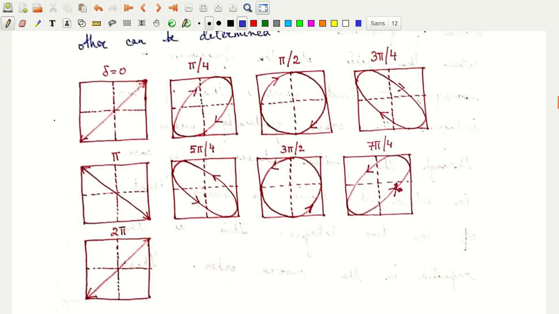Here, initially when delta equals 0, like I told, it will be a straight line. After that, when the phase difference is pi by 4, I am getting an oblique ellipse. Then at pi by 2, I am getting a representation like this, and specifically if A equals B, then it will be a circle. After that, at 3 pi by 4, again an oblique ellipse inclined on the other side, and at pi again a straight line. And after that, if I increase, this will go on in reverse till 2 pi.